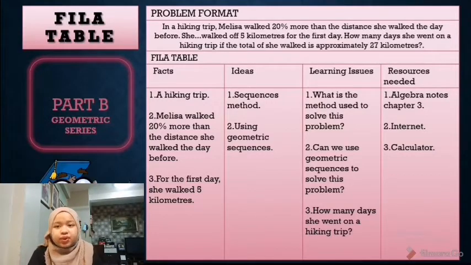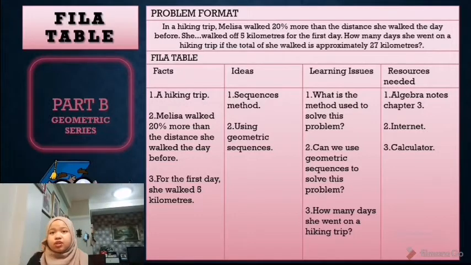So, the facts that we can state are, number 1, a hiking trip. Number 2, Melissa walked 20% more than the distance she walked the day before. Number 3, for the first day, she walked 5 kilometers. The ideas that we got to solve this problem are, number 1, using the sequences method, and number 2, using geometric sequences. For the learning issues, number 1, what is the method used to solve this problem? Number 2, can we use geometric sequences to solve this problem? Number 3, how many days did she go on a hiking trip?